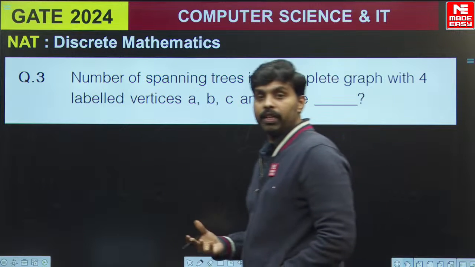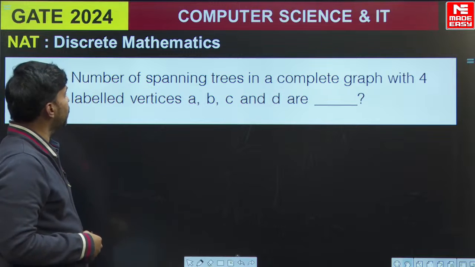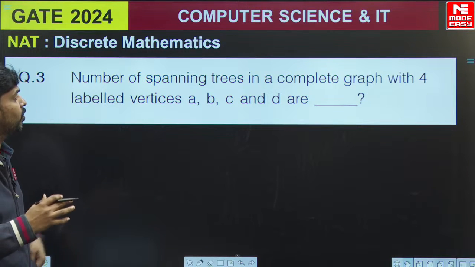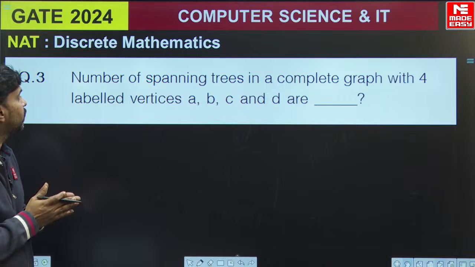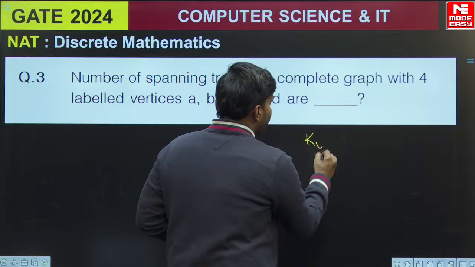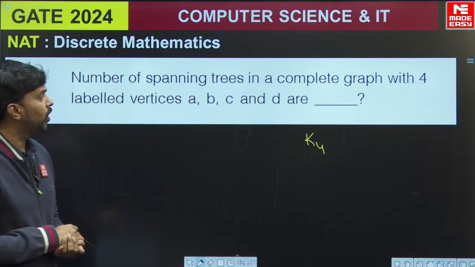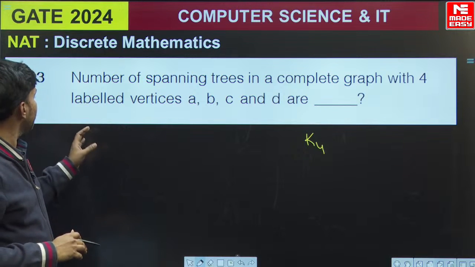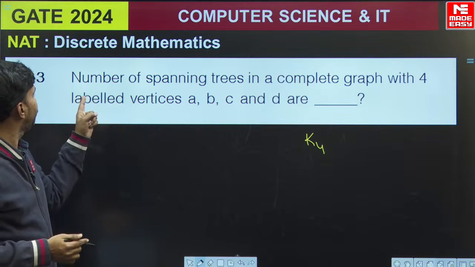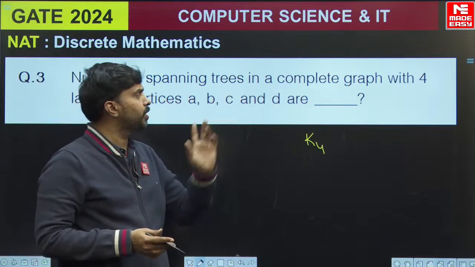अब ये तीसरा क्वेश्चन देखते हैं बेटा. सो तीसरा क्वेश्चन में क्या है कि the number of spanning trees in a complete graph with 4 labeled vertices of A, B, C, D here. तो complete graph मतलब क्या है कि K4, you know that, right? K4 is a complete graph here. So इसका तो 4 vertices है A, B, C, D अगर आप लेते हैं. So then the number of spanning trees we can have.